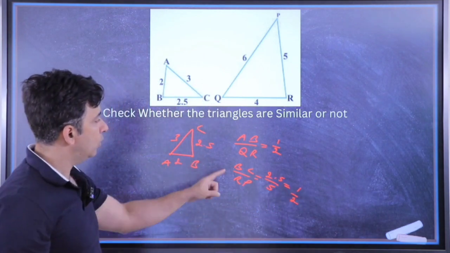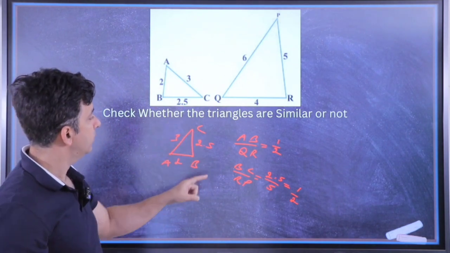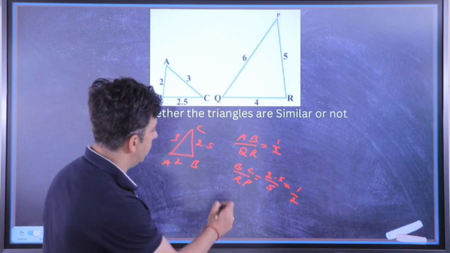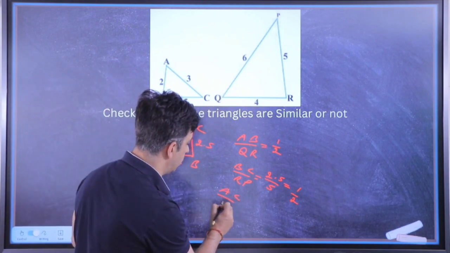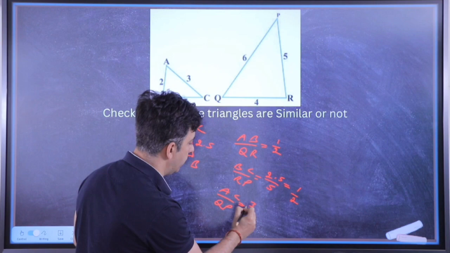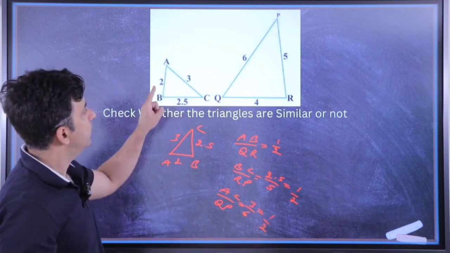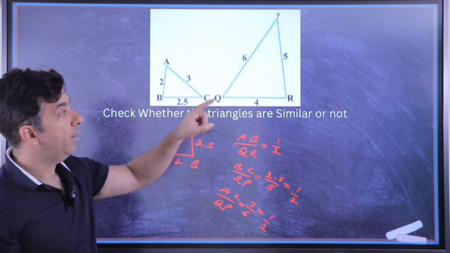So I'm happy with the logic which I have done in these two parts. Similarly, AC upon QP, which is 3 by 6, is also 1 by 2. So I can see that these two triangles are similar.